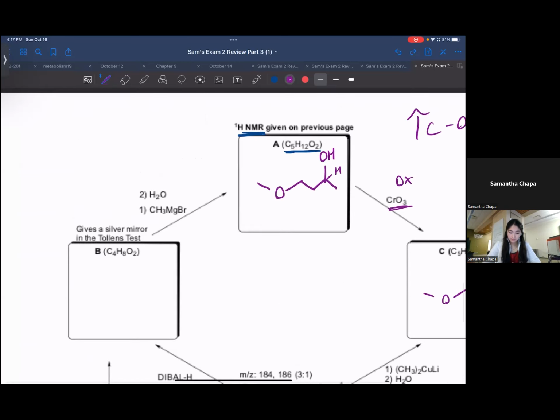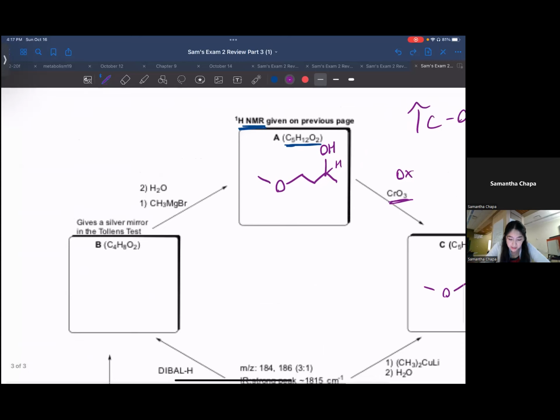Okay, so on B, it says that B gives the silver mirror test in the Tollens reagent. Gives a silver mirror in the Tollens reagent, meaning it's a positive test. If you have a positive test, it means that you have an aldehyde. So that means that B is going to be an aldehyde. Let me draw an example of an aldehyde because I'm about to show you something else like this. So in box B, we have an aldehyde.